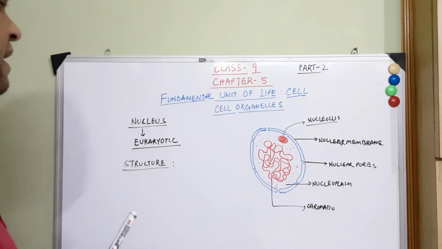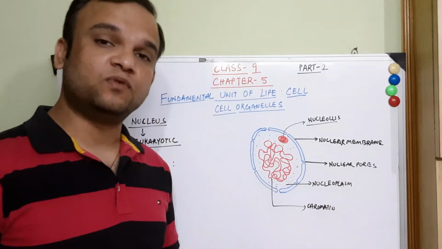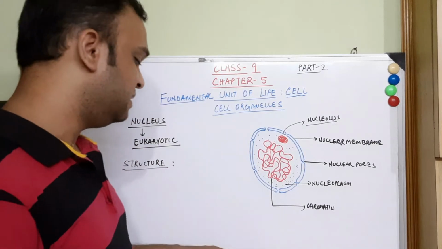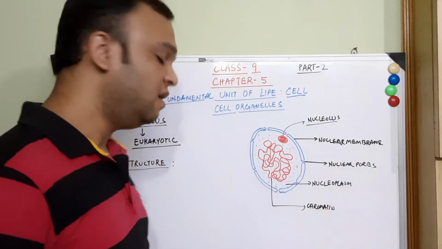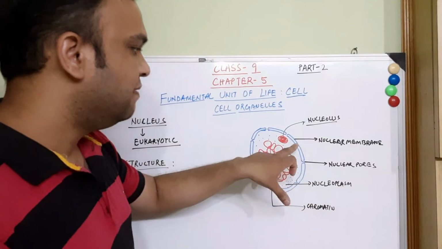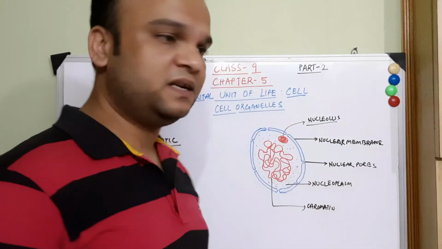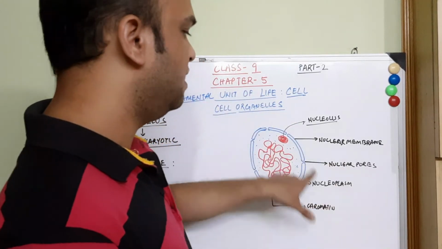So what we see is that the nucleus is a very important cell organelle and it is present in the center of the cell, mostly in animal cells, but in plant cells it is shifted towards one of the peripheries, one of the corners. Okay. The nuclear membrane is a double membrane structure as we have discussed for the cell membrane. The same kind of structural organization is seen in the nuclear membrane also.